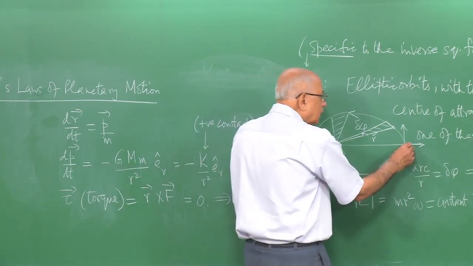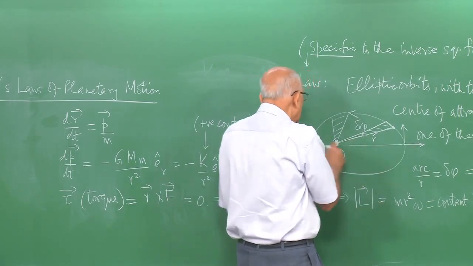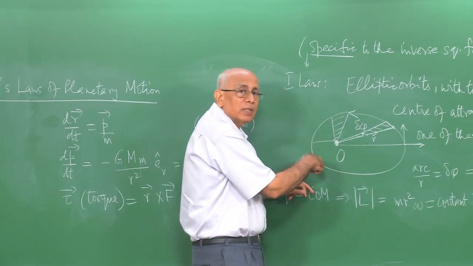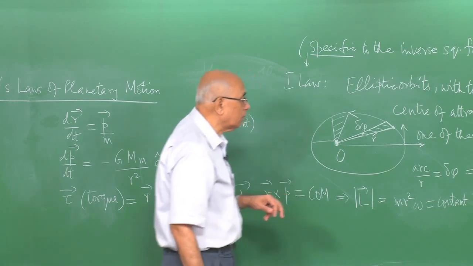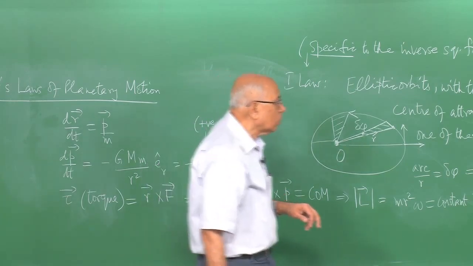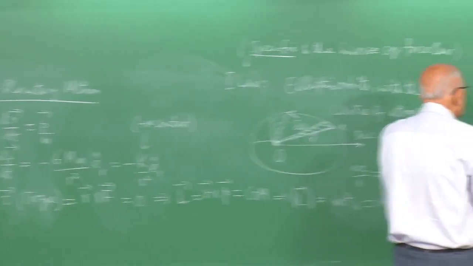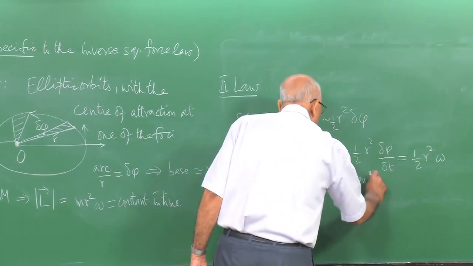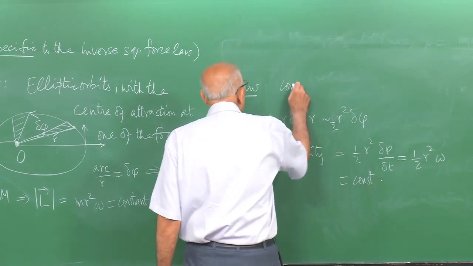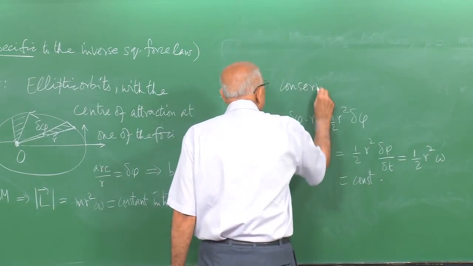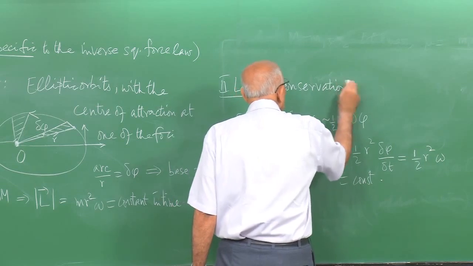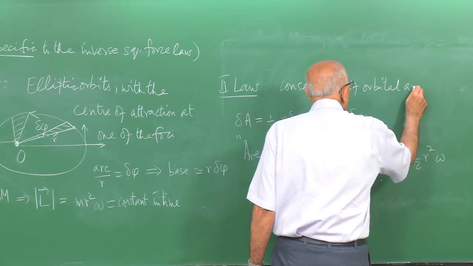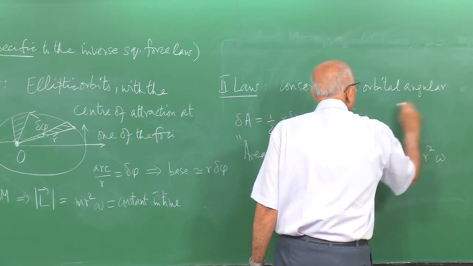Out here r is large, omega is small. At this point r is small and omega is large. It zips through much faster here, much greater rate of change of the angle, the azimuthal angle. So essentially the second law, the fact that this is equal to a constant in time, is the same as the conservation of orbital angular momentum.